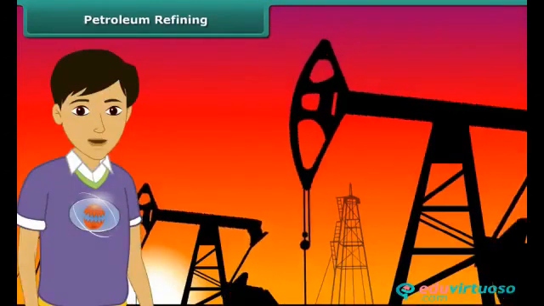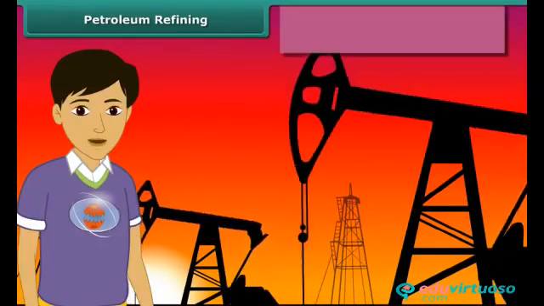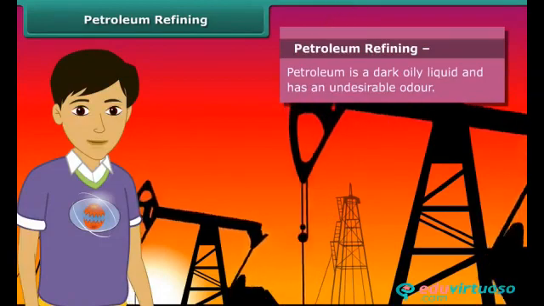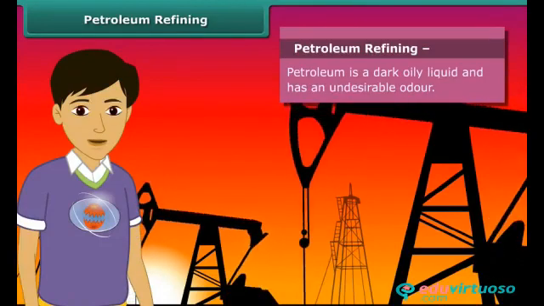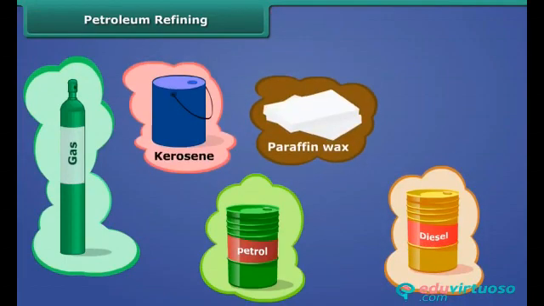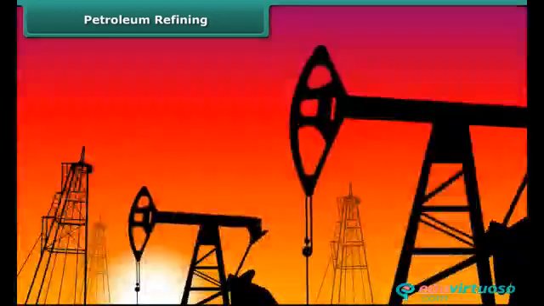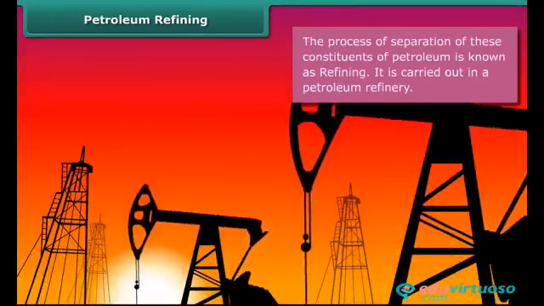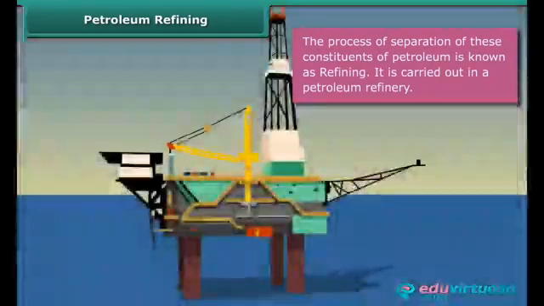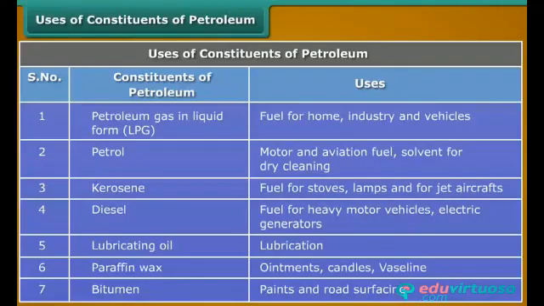Now friends, we know that petroleum is a fuel source of our vehicles. But do you also know that this petroleum is a dark oily liquid and made up of various components such as petroleum gas, petrol, diesel, kerosene, paraffin wax, lubricating oil, and so on. All these components are separated by a process called refining. This process is carried out in a petroleum refinery. Here is a table containing various constituents of petroleum and their uses.